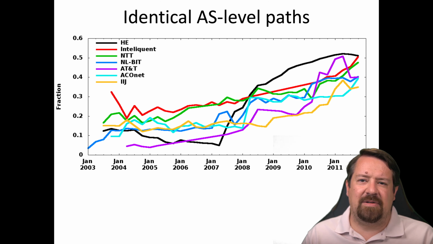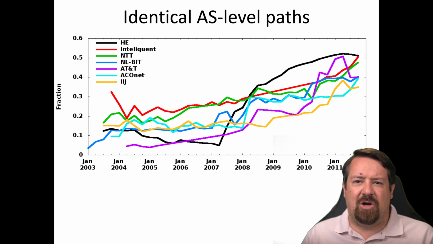So the interesting thing that we see going on here, while across the board the fractions increase, is that HE, Hurricane Electric, had a very low fraction up until mid-2007, and then took off, rapidly eclipsing all of the other vantage points seen here. And that reflects a very aggressive push by Hurricane Electric to set up IPv6 peering with as many other ASs as possible, including through tunneling.